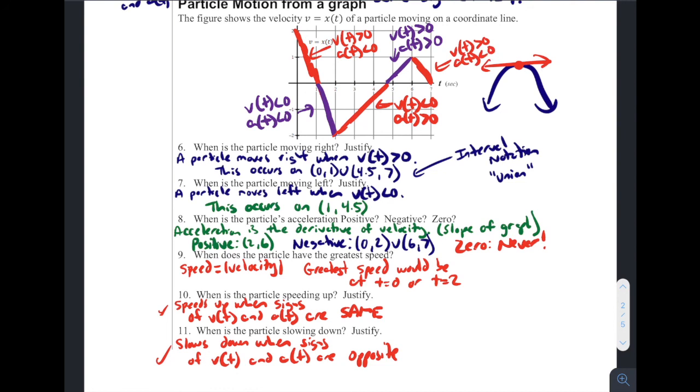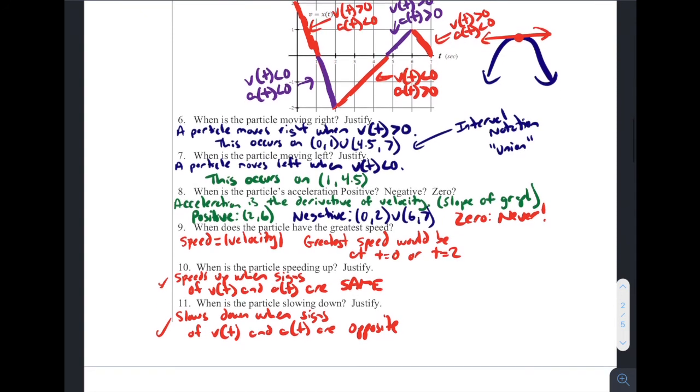So these parts here in purple are places where the object is speeding up, right? Notice the signs are the same on these purple parts of the line. The velocity and acceleration are the same. And then on these red ones, we notice that the signs are opposite for each of these. And so those are places where this object is slowing down.